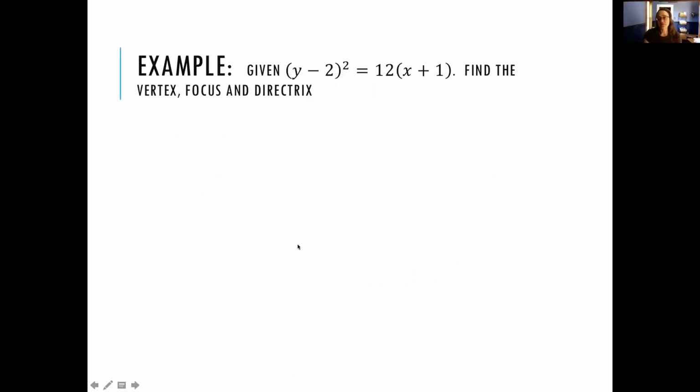Okay, let's go ahead and graph this parabola. We're given that y minus 2 squared equals 12 times x plus 1. We know that this is a horizontal parabola because y is squared. We know that it opens to the right because this 12 is positive. So it looks something like this. We know that the vertex is at the point 2, negative 1. So it looks more like this.